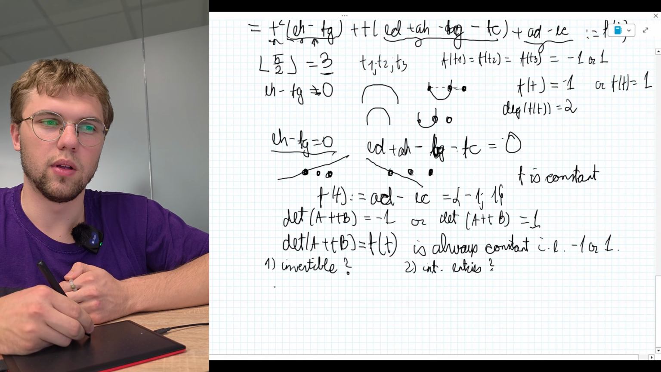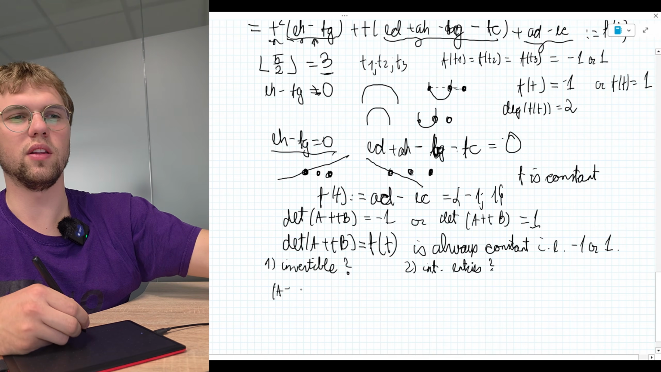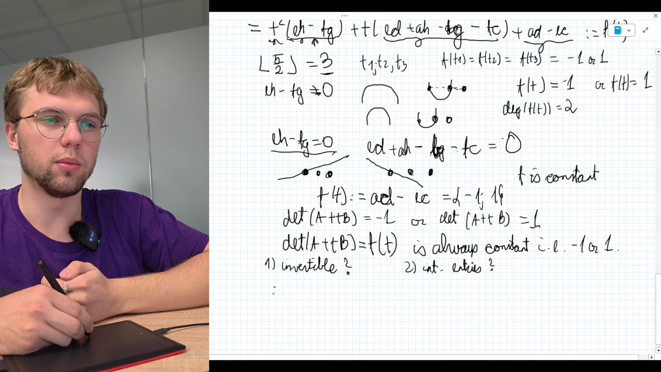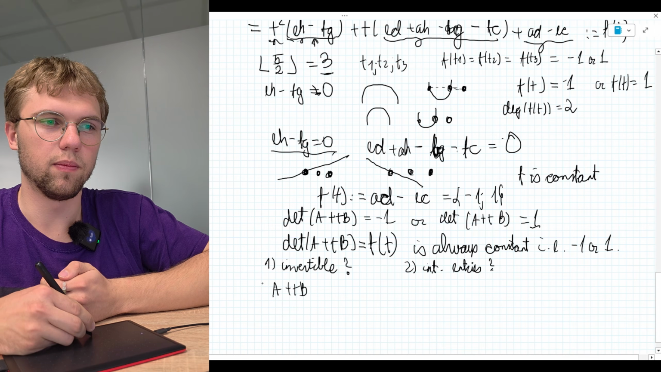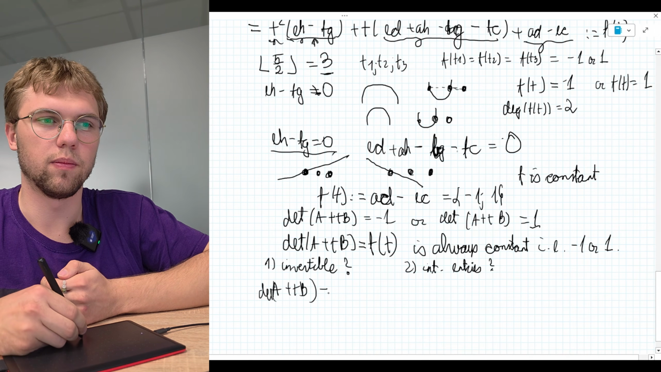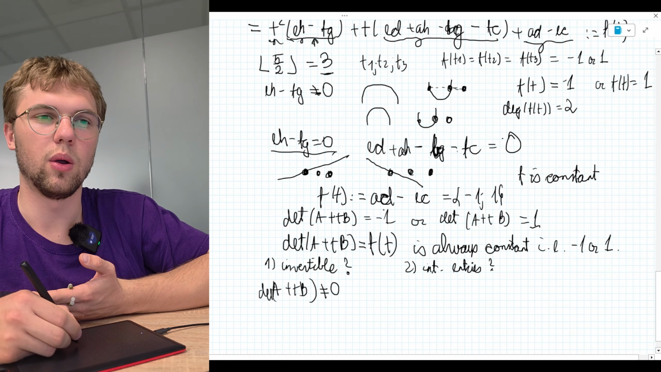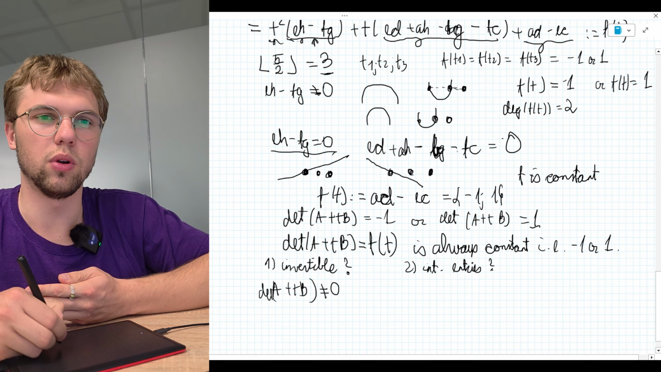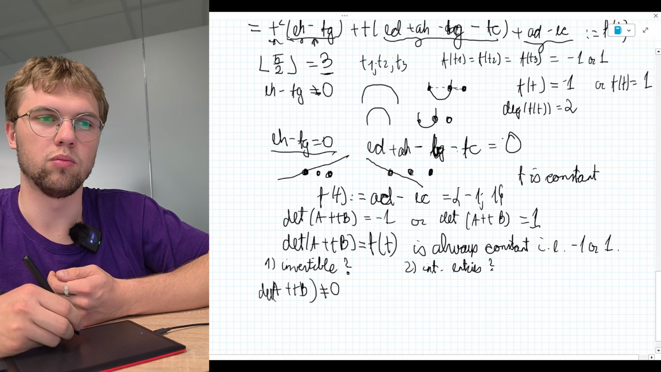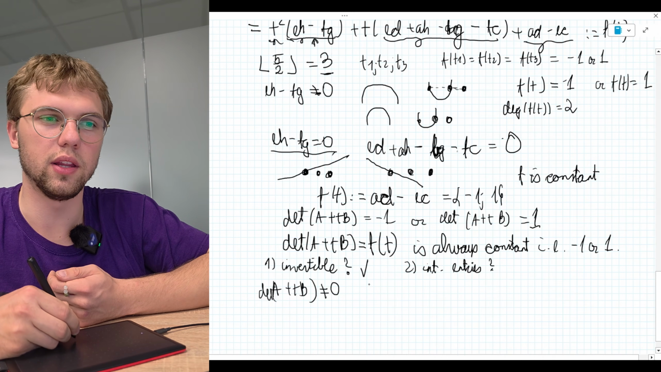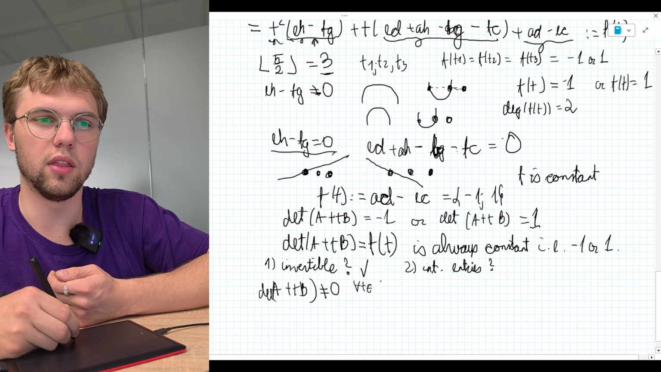Well, the determinant. When is a matrix invertible? It is invertible when the determinant is non-zero. And have we shown that? Yes, we have. We have shown that this determinant is either -1 or 1. So this means that this matrix is indeed invertible for all t, for all t that are integers.